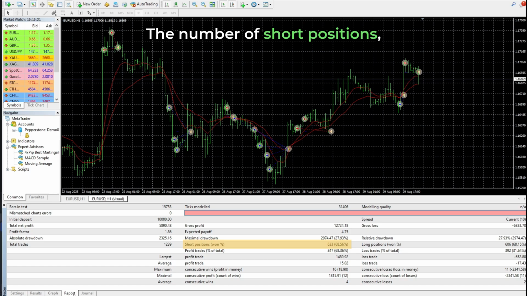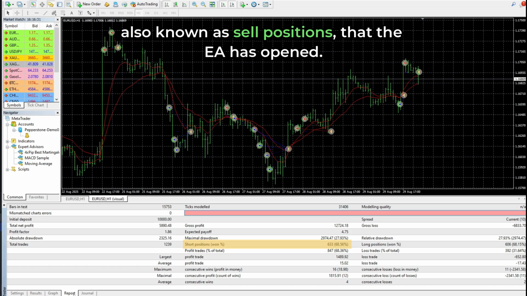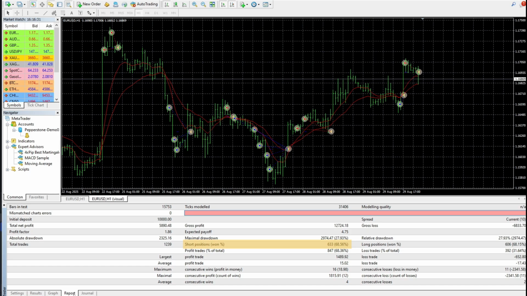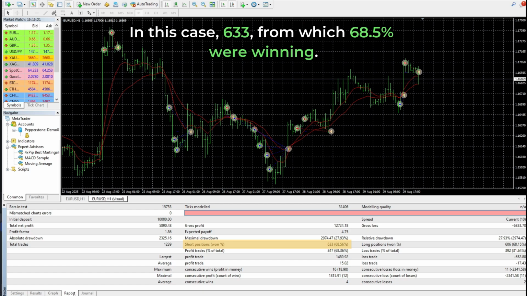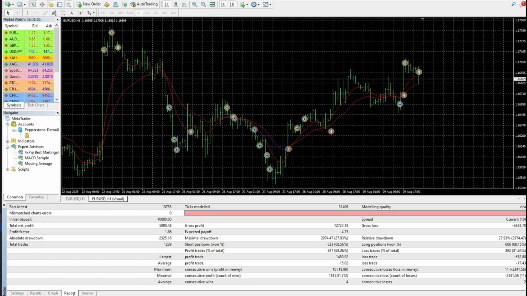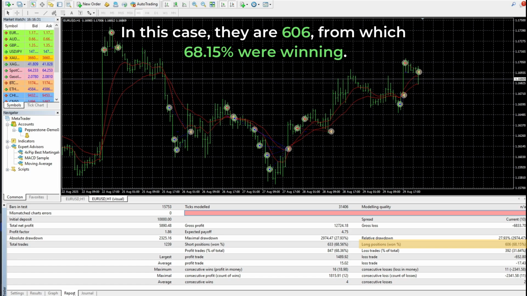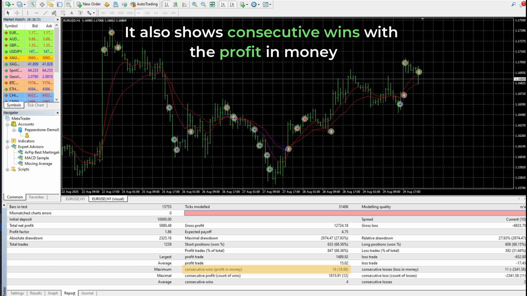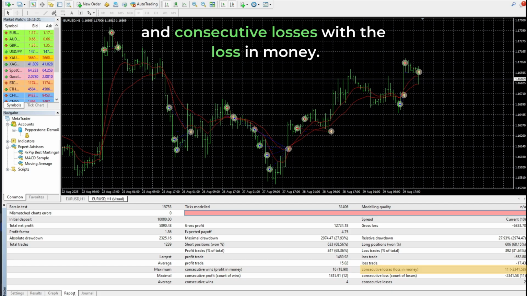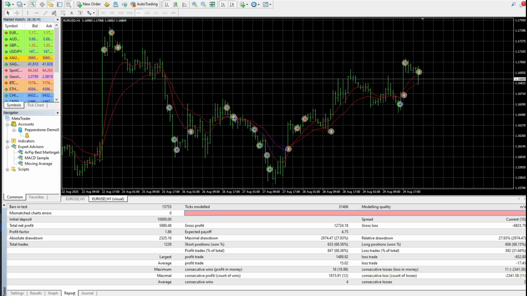The number of short positions, also known as sell positions, that the EA has opened. In this case, 633, of which 68.5% were winning. The number of long positions, also known as buy trades, that the EA has opened. In this case, there are 606, of which 68.15% were winning. It also shows consecutive wins with the profit in money and consecutive losses with the loss in money.